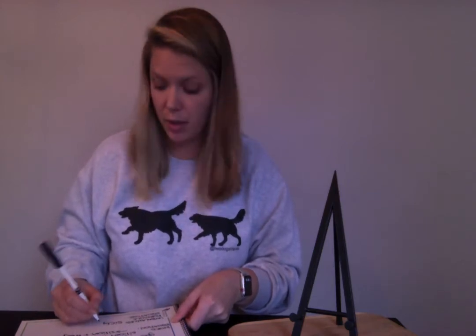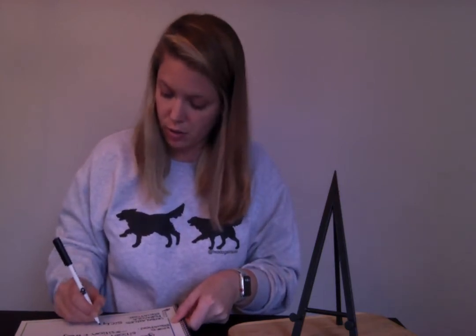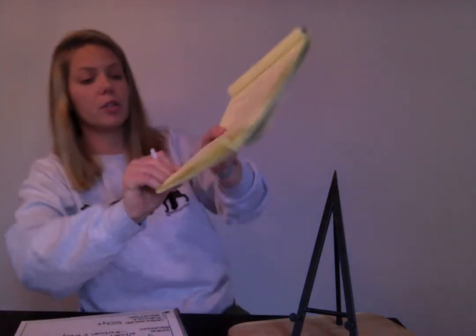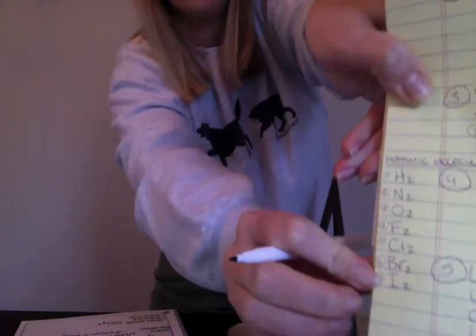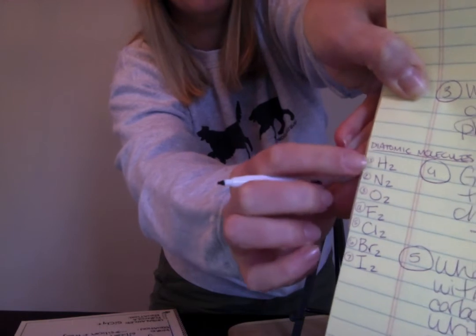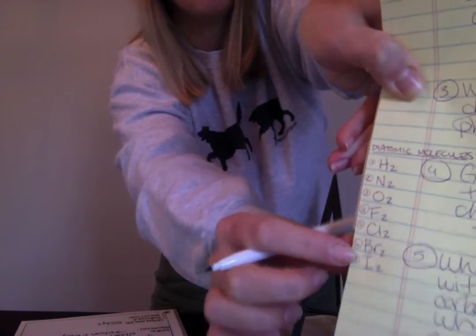Is magnesium one of our diatomic molecules? Let's check our list. So we should have this in our notes from when we did 1 through 6. I have it in my notes here. We have our 7 diatomic molecules here, and magnesium is not one of them. So we know that magnesium can be all by itself. Mg is the symbol for magnesium.